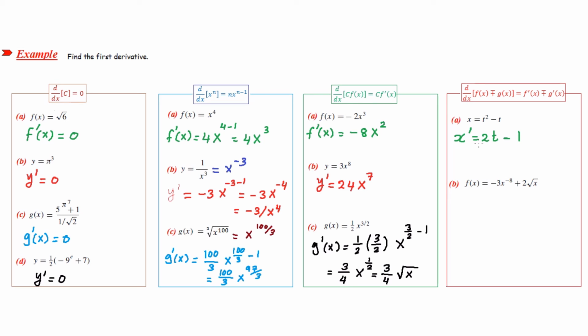For part B, you have to modify the function. For the first term, it's okay, you can start the derivation for the first term. For the second term, you have to rewrite radical x as x to the power 1 over 2. So you have to modify the function.